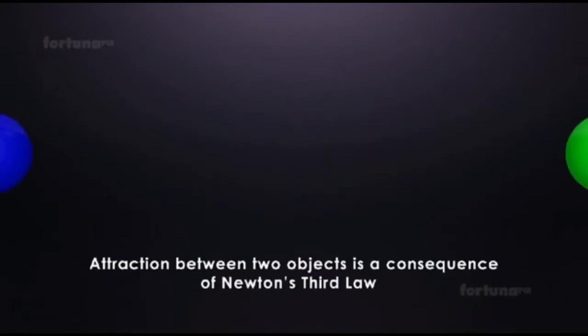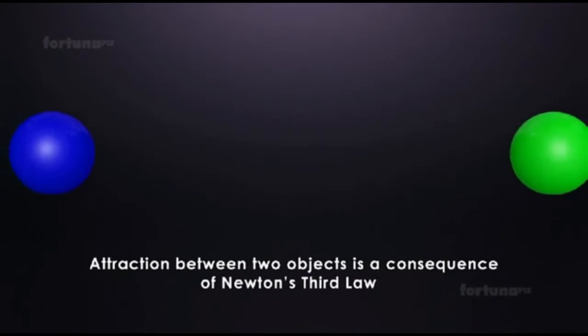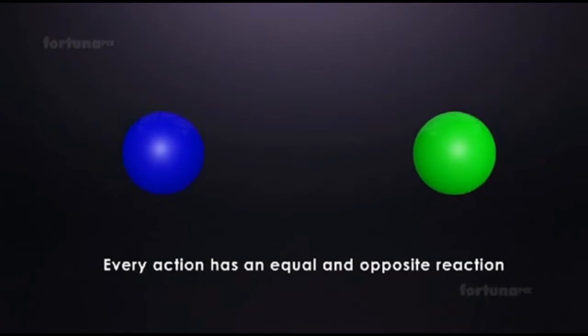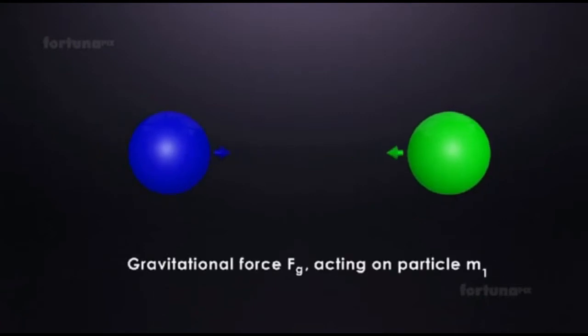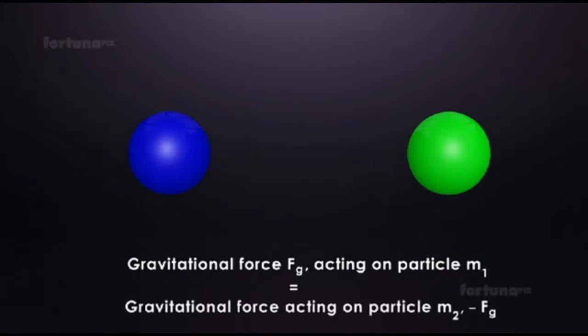The attraction between two objects is a consequence of Newton's third law, which states that every action has an equal and opposite reaction. In this case, the gravitational force, Fg, acting on particle m1 is equal and opposite to the gravitational force acting on particle m2, minus Fg.